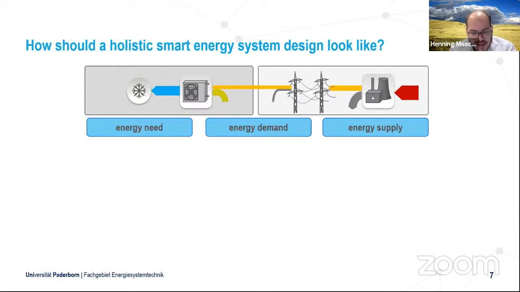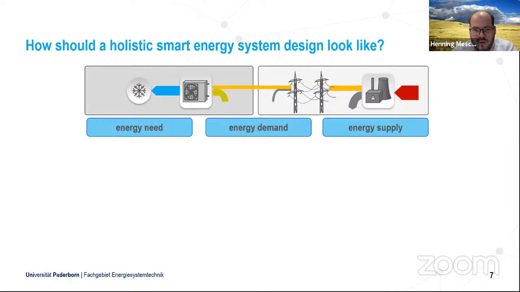Okay, those are some general thoughts. So let's try to imagine how a holistic smart energy system design should look. Here you see the three parts: the energy need on the left, the energy demand in the middle, and the energy supply on the right.